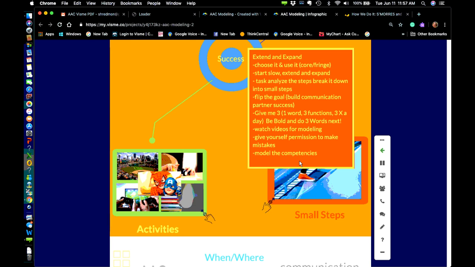We also flipped this goal. So instead of having the goal, you know, we have our IEP goals. Of course, we're not going to get rid of those, but we built that communication partner success. So we created these goals for our EAs and for our staff and for ourselves, really, that were the marker of our success for that week or for that day. So if we were able to model 1 word, and that's where we started.